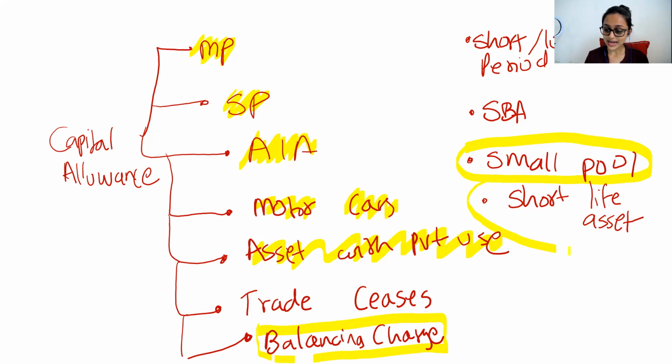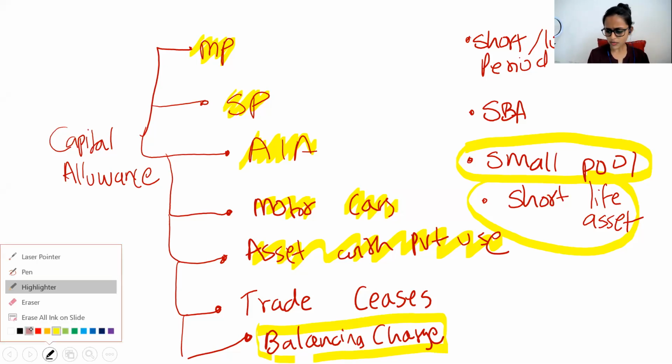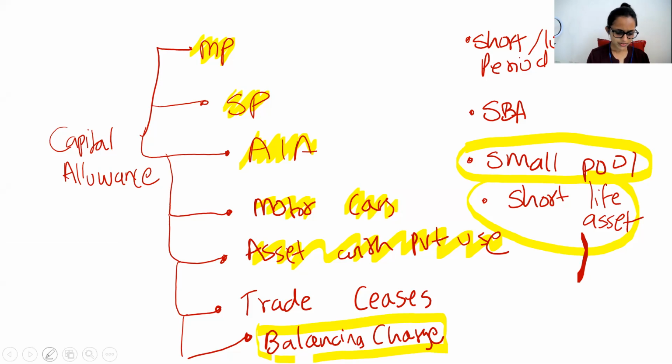Then what exactly is a short life asset? Let's discuss short life assets. A short life asset is basically a normal asset, but these assets have a life of less than 8 years. So they are put in a special pool called short life asset, and they are treated in the same way. Any purchase, disposals, exactly the same thing.